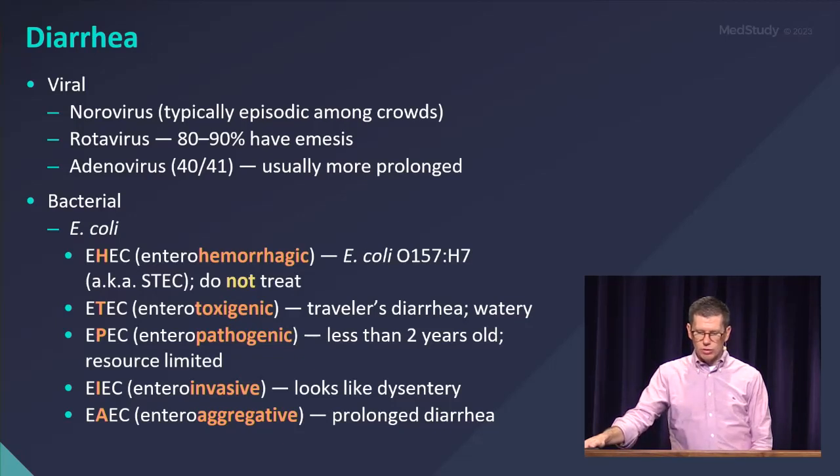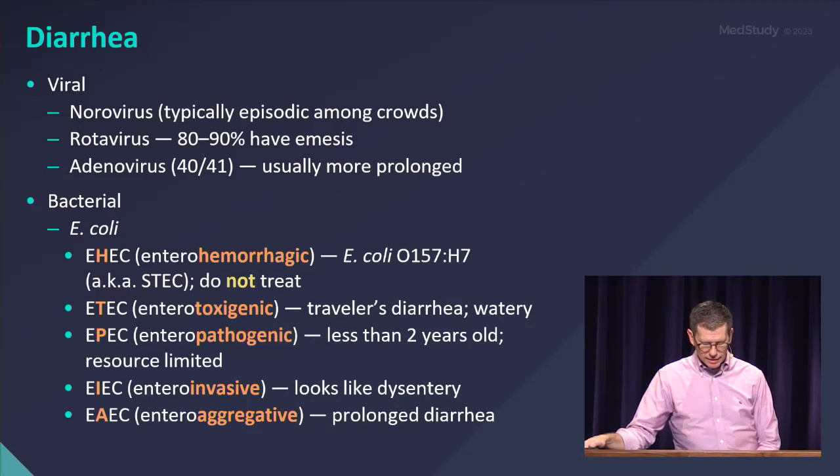Enteropathogenic E. coli, you typically see that in kids less than 2, oftentimes in resource-limited countries. Enteroinvasive typically looks like dysentery. And then EAEC, or enteroaggregative, tends to have prolonged diarrhea similar to adenovirus.